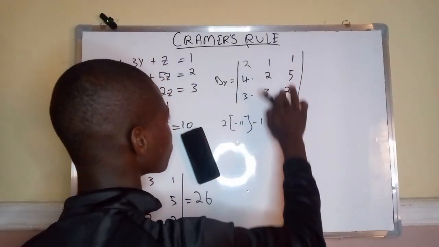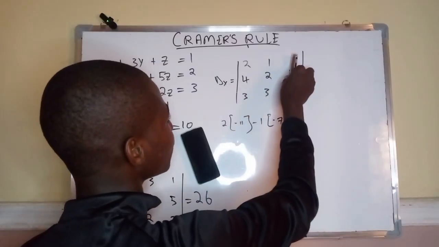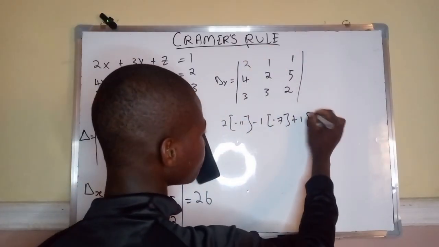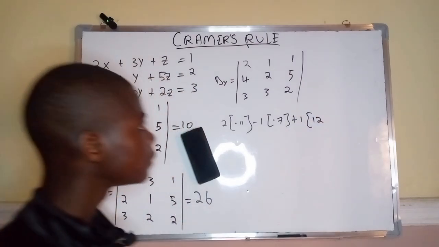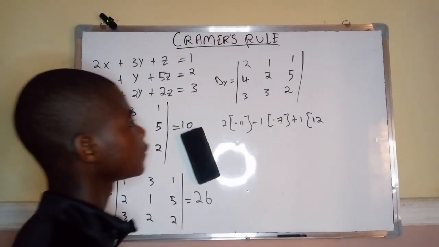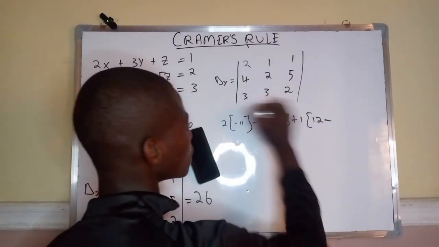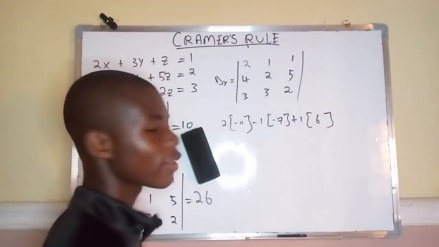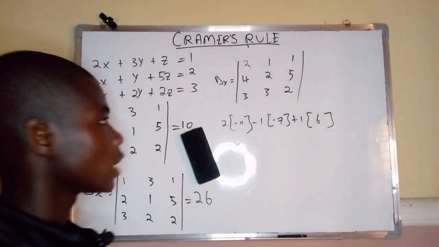So therefore, I will delete this row and this column. 4 multiplied by 3, which is equal to 12. 4 times 3, which is 12. And therefore, minus 6. I'm having 12 minus 6, which is equal to 6.